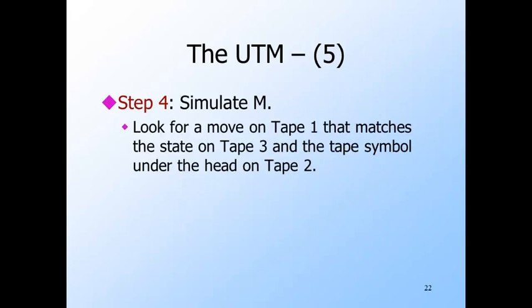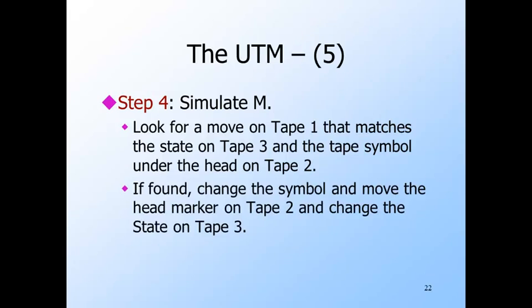We scan the moves of M on tape 1 until we find a move that matches both the state and this tape symbol. If we can't find one, then apparently M halts without accepting W, so the universal machine does so as well. But if we find a match, we'll find, right after that on tape 1, the new state, which we install on tape 3, replacing the old state.